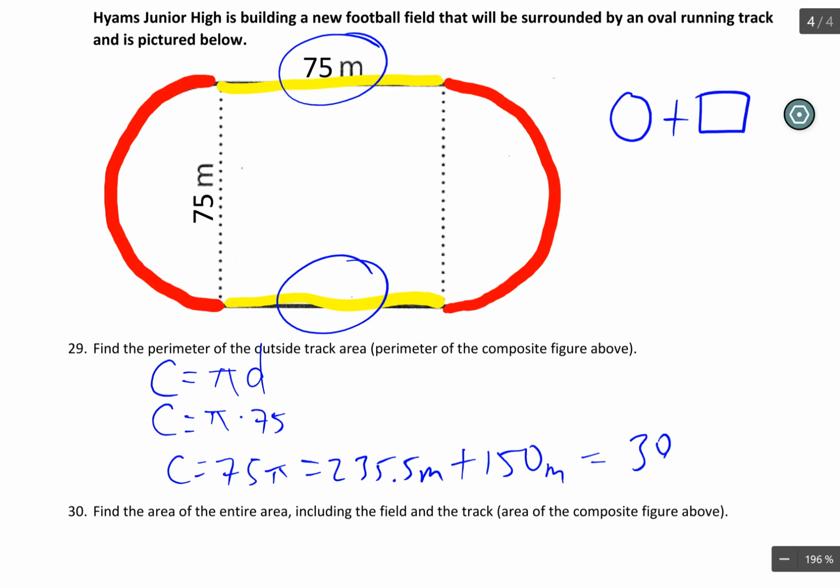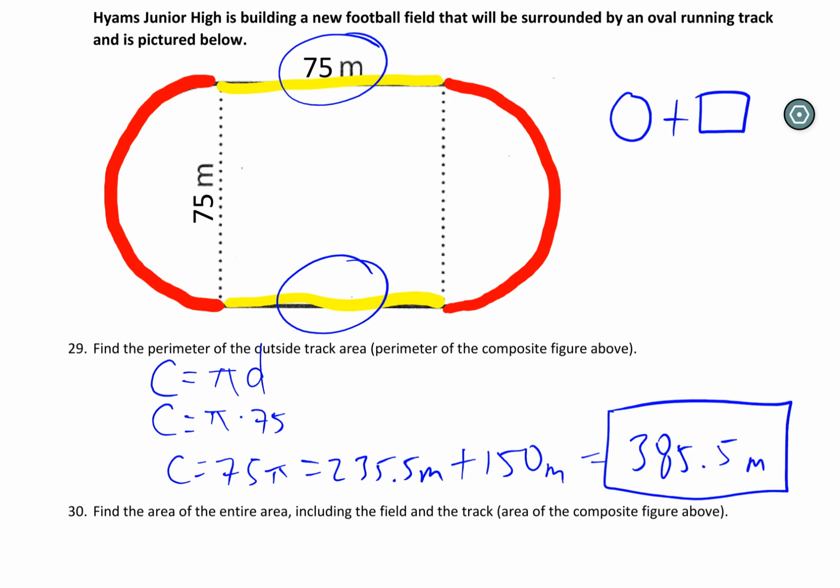So 385.5. I think that's right, 385.5. Let me double check my work here. Yeah, so 385.5 meters will be the perimeter of the entire thing. So that's my circumference of my circle plus that 150 from my two 75 lines.